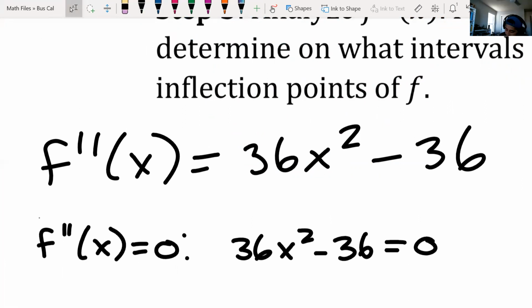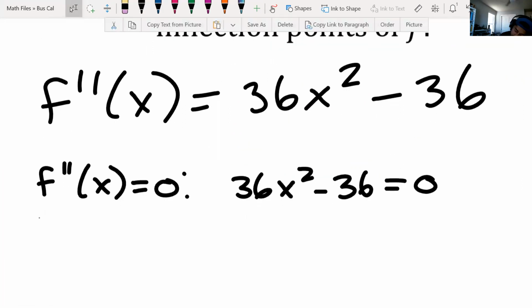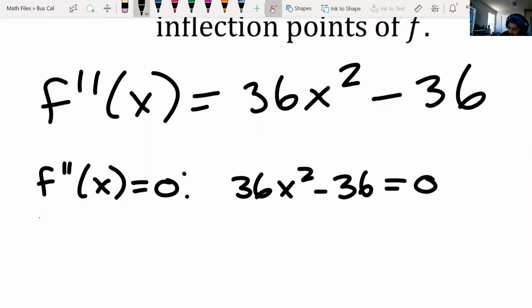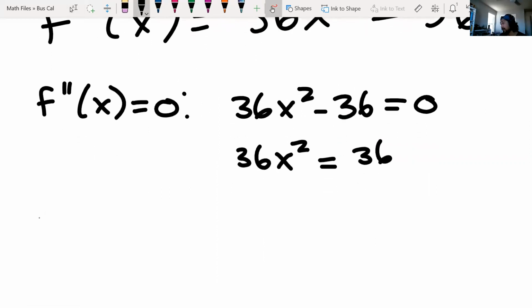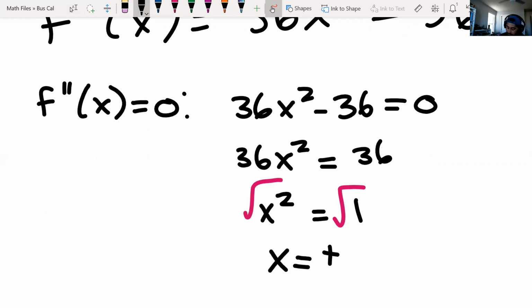I can factor out a... actually, no, we don't have to factor anything out. Well, you could factor it out, we'll still get the same answer, but I'm going to make this a little faster. We're going to move the 36 over, divide by 36, and we get x squared equals 1. Square root both sides, and we get x equals plus or minus 1.